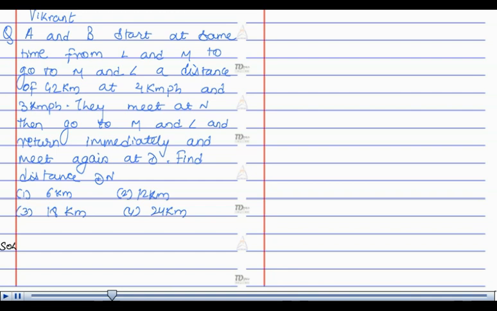So we can first of all draw a figure, that is L and M. The question says they meet at N. Let us assume this point as N. Here they are meeting. Then they go to M and L, that is A is moving towards M and B is moving towards L. Now the question is they immediately turn back and meet again at D.